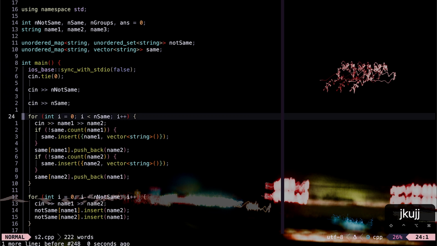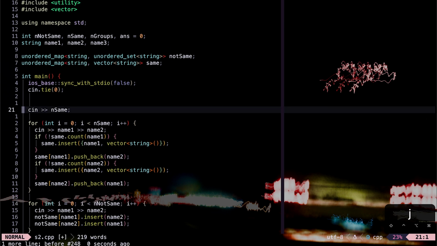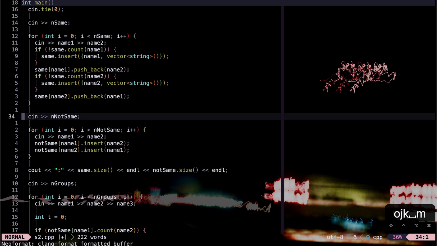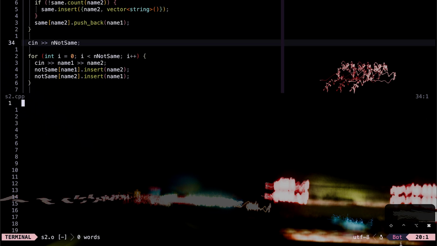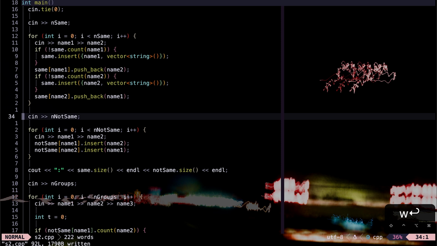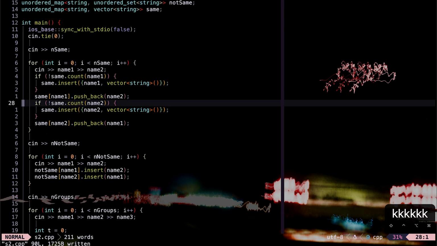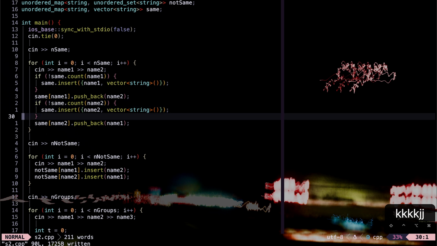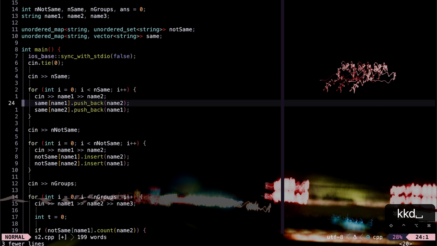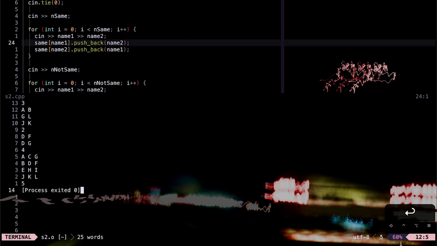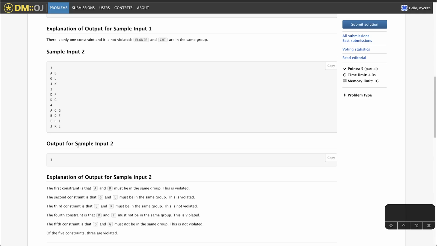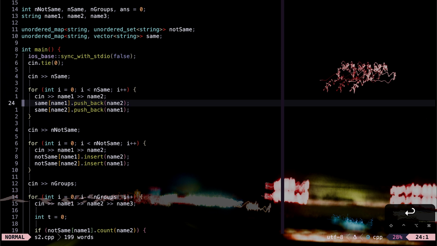Oh, I have to do this. Okay. I said that wrong. Oh my gosh. Okay. So I don't need this, right? This should just work. Alright. So answer value is 5. Output is 3.